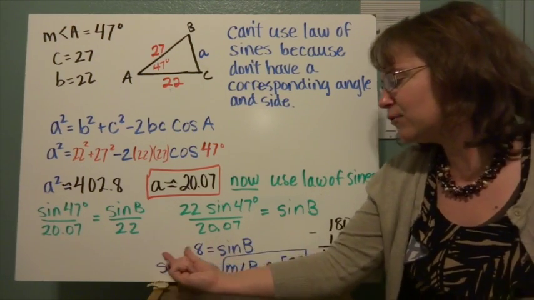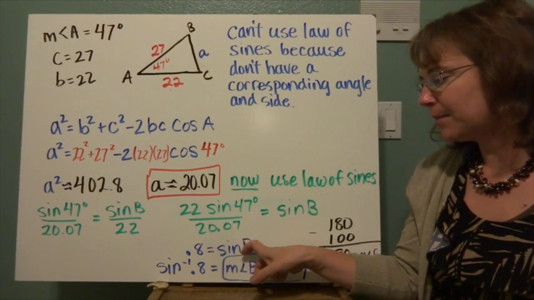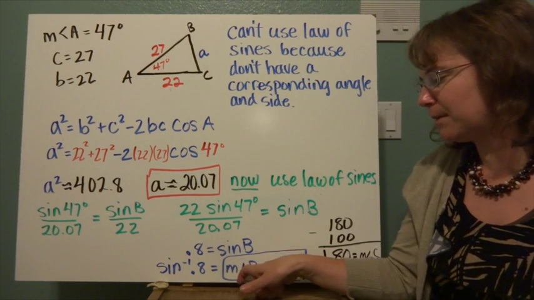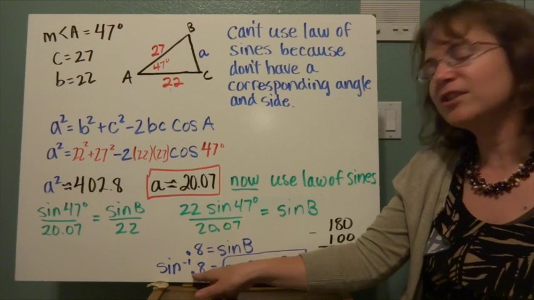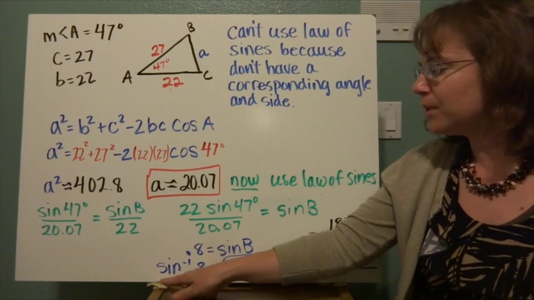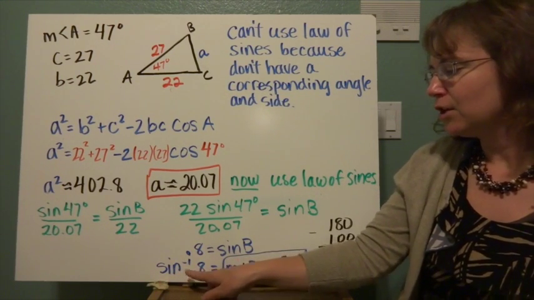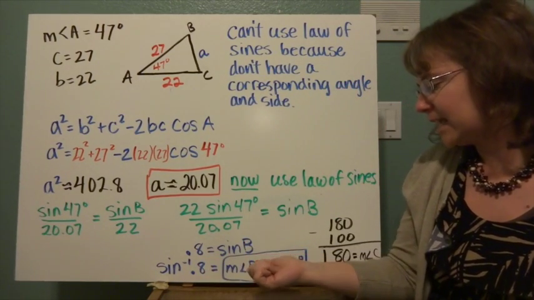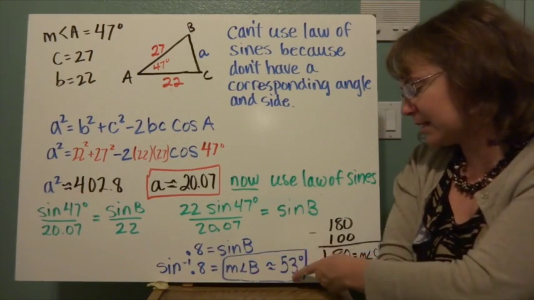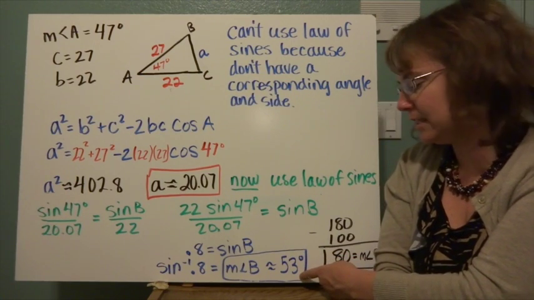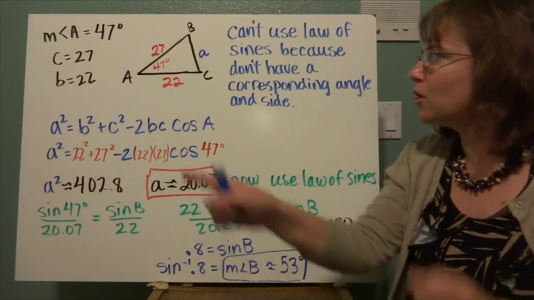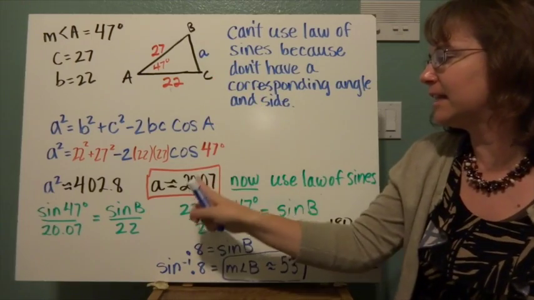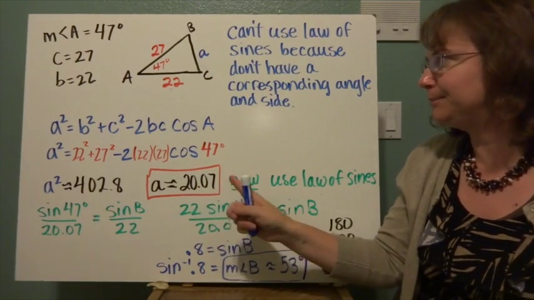And then taking the inverse sine of both sides, I'm going to get b by itself. So that's my measure of angle b. Inverse sine of 0.8. You just put that in on your calculator. So the inverse sine, the sine with a little -1, of 0.8, and I get the measure approximately 53 degrees. So now I've solved for this. I know this side length is 20.07.